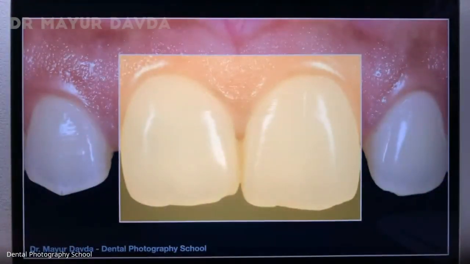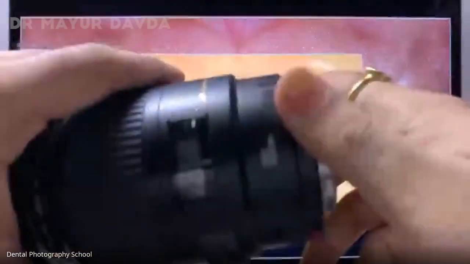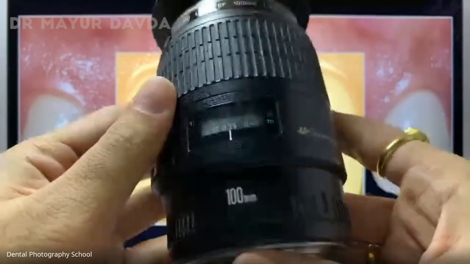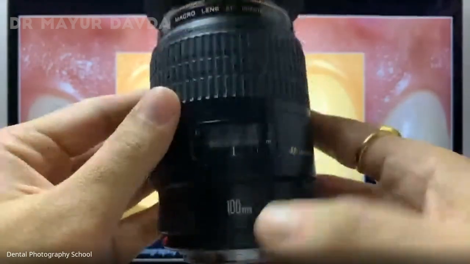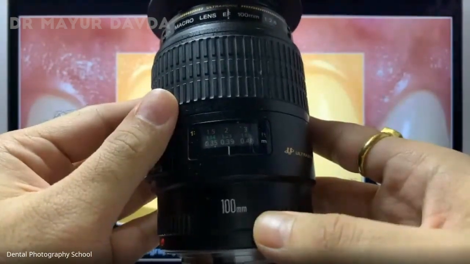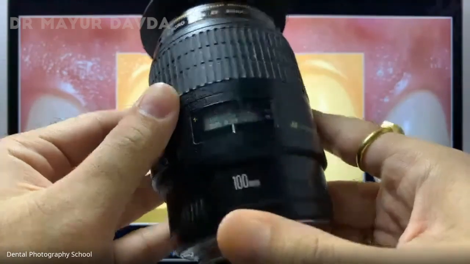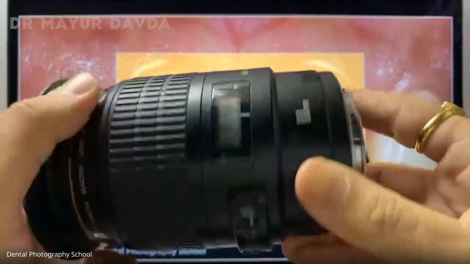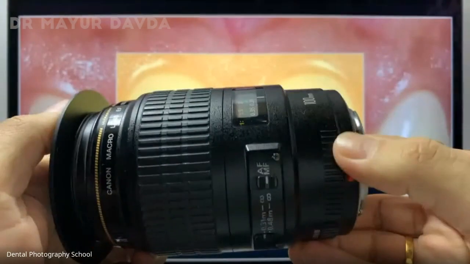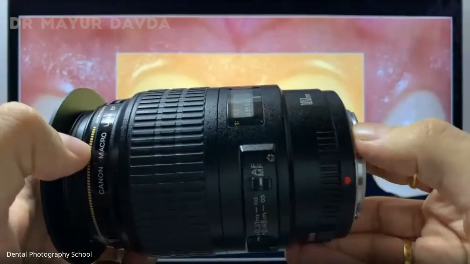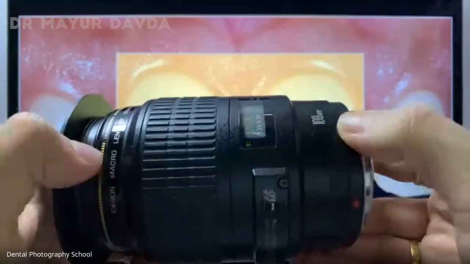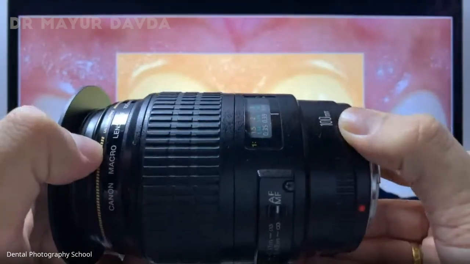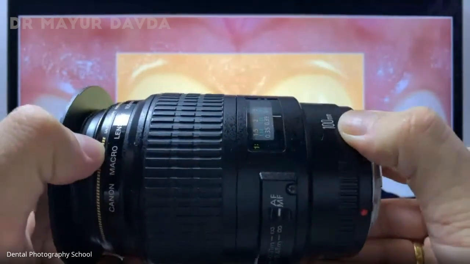Now, can you tell me what is this lens? Don't be in a hurry. Take your time and answer it. What lens is this? Look at both the ends of the lens. Look over here and look over here, and give me the full name. Don't be in a hurry to answer it, because if you hurry, you might go wrong.